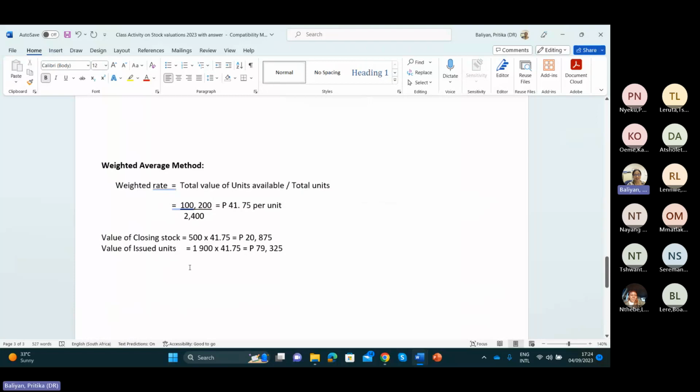Can you please try to calculate the gross profit by using the weighted average method? The formula is the same: sales minus cost of goods sold, and cost of goods sold is opening stock plus purchases minus closing inventory. Everybody try to calculate.